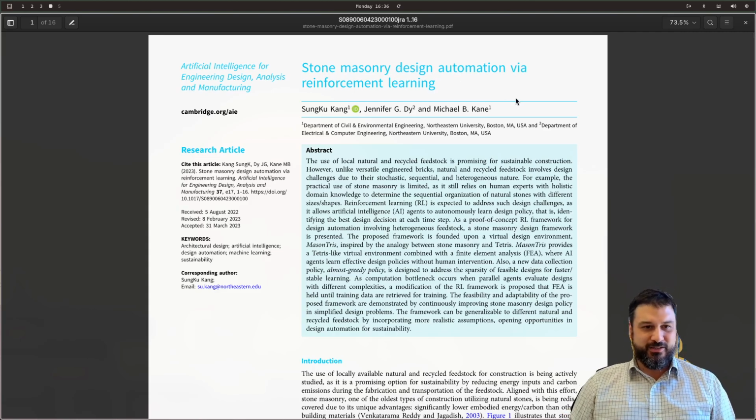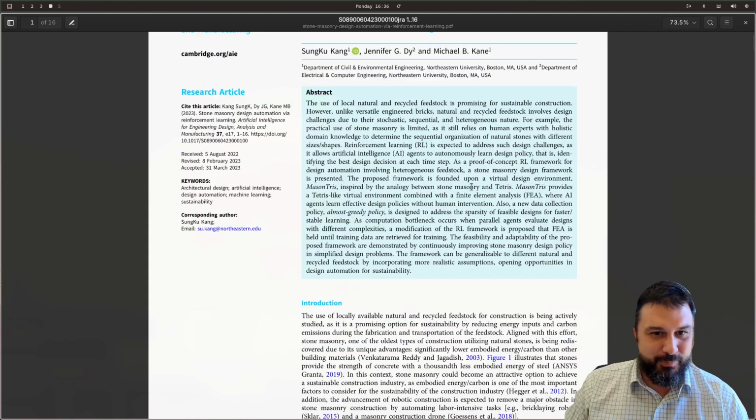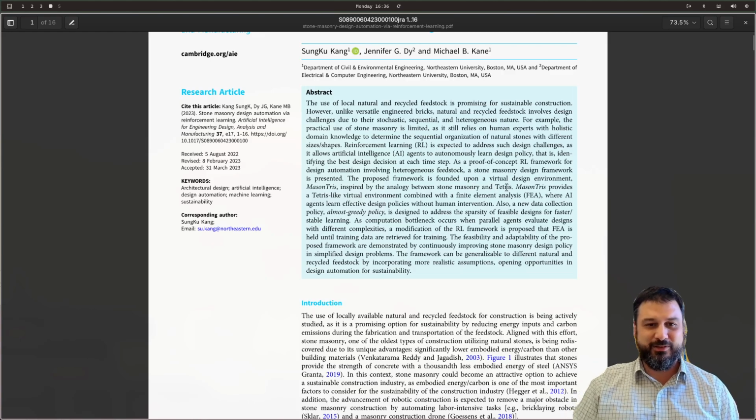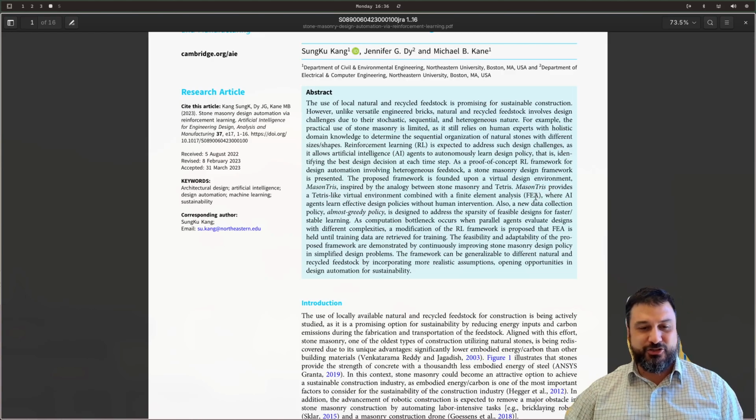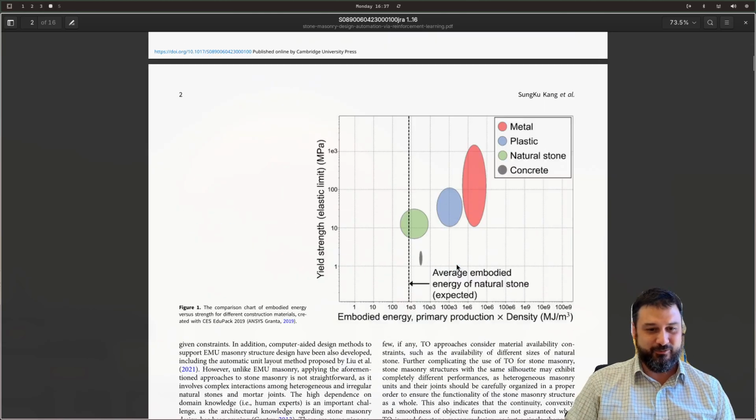So out of the box, it doesn't come up as something that is OpenSees. But here's the fun part. What these guys are actually doing is they're playing Tetris. They came up with this fun little game called MasonTris, where they build structures, masonry structures, and the finite element engine that runs behind this is, you guessed it, OpenSees. So this is a fun little idea. I had fun reading this.